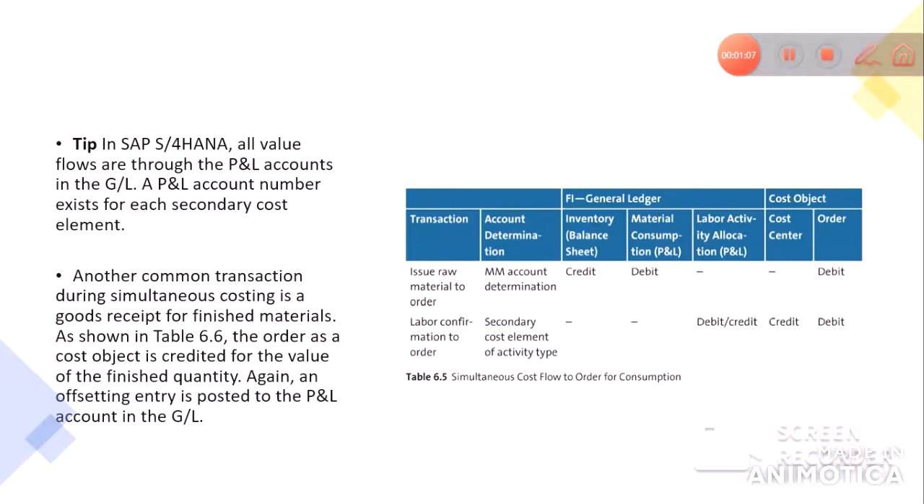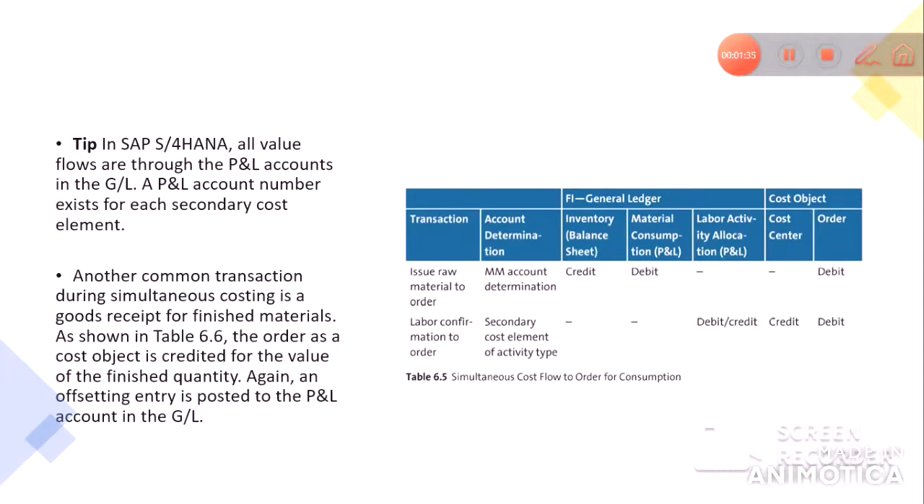So labor confirmation to order, secondary cost element of activity type. The labor activity allocation profit and loss will become debit or credit, and cost center will be credit and order will be debit. So these will be the entries for consumption of the material.